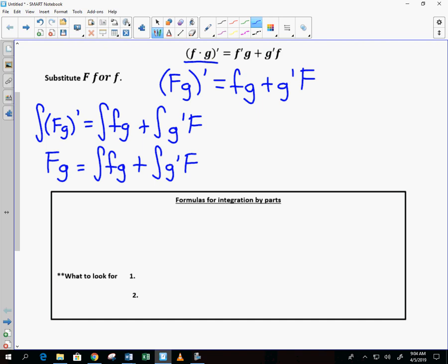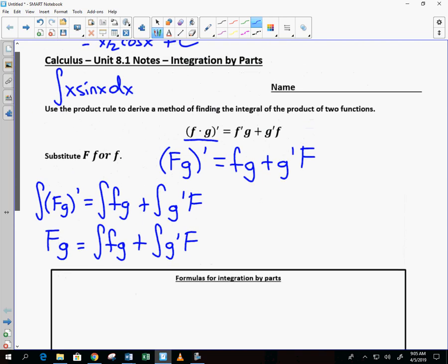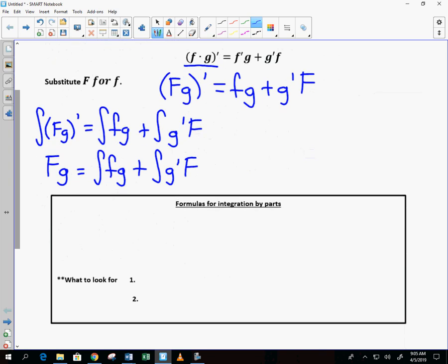So what we have here is the integral of two things multiplied together. See, that's what I was trying to do at the beginning, wasn't I? The antiderivative of two things multiplied together. So this would be like function f, and this would be like function g, correct? So it's sitting right here, isn't it? All I'm going to do is subtract that piece on over. And I get big F times little g minus the integral of g prime times big F, and that's equal to the integral of f times g.